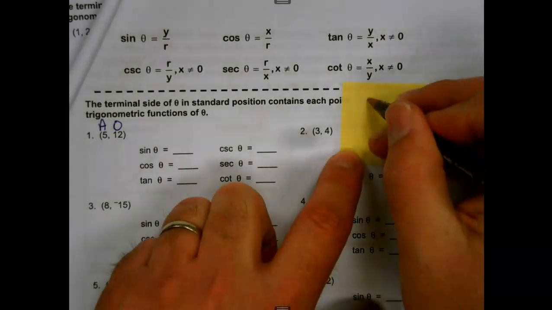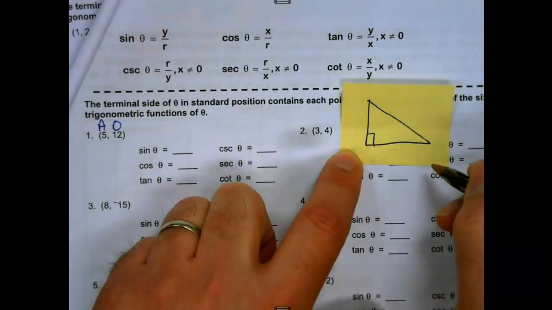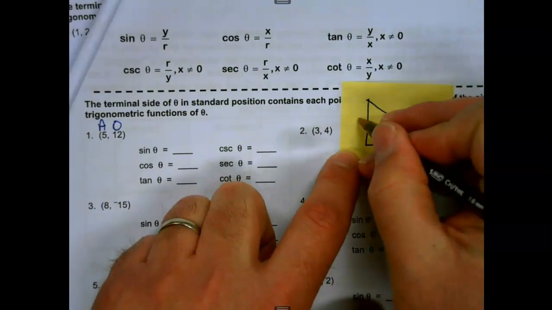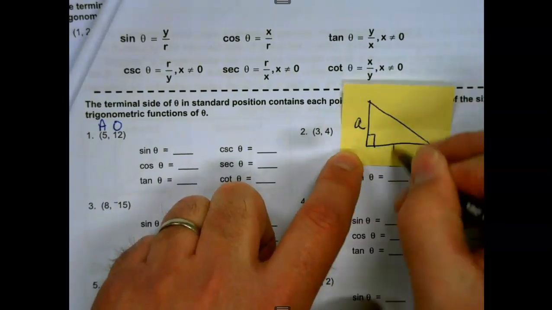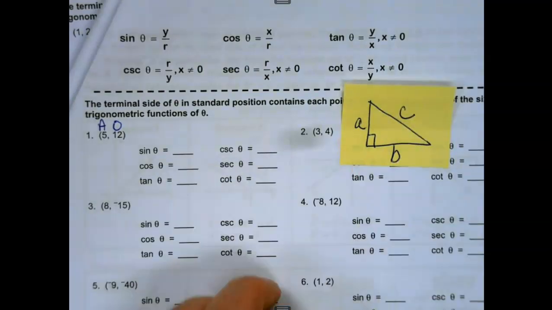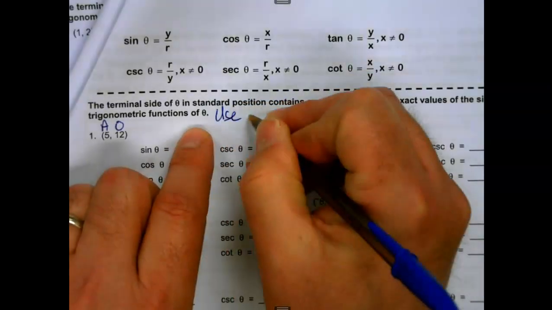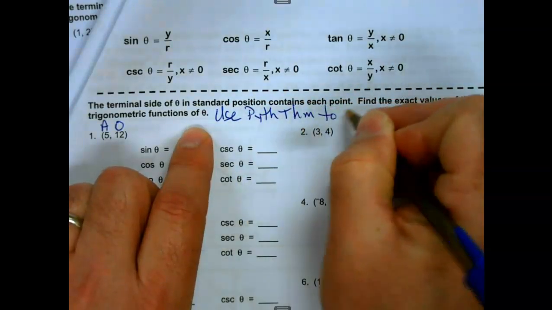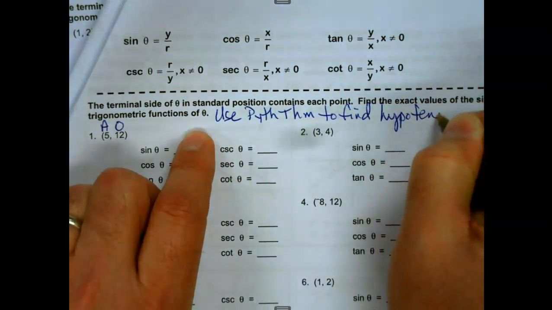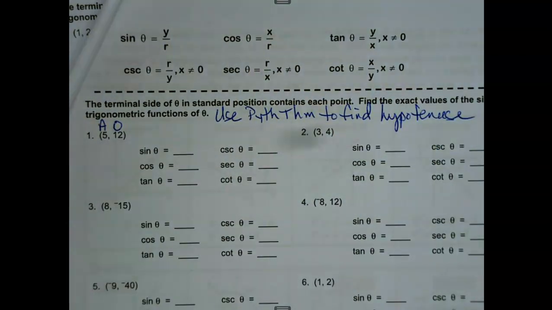And we know how this works, because if I've got a triangle, and I have this side, and I have this side, and I need this side, how am I going to figure it out? Pythagorean theorem. So we're going to use the Pythagorean theorem to find the hypotenuse. And once we have that, we should be in pretty darn good shape.